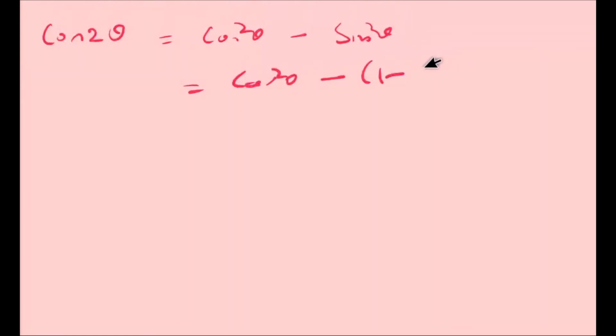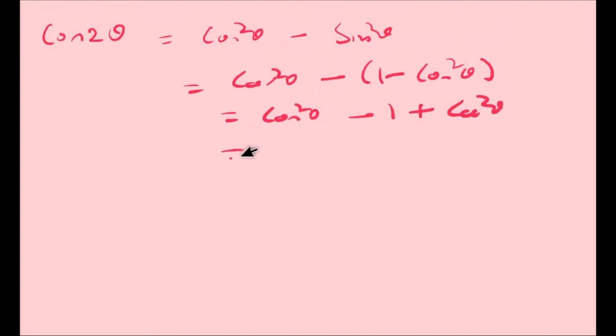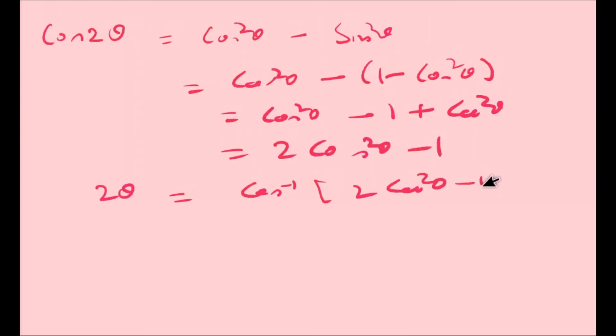Now what is cos 2 theta? You know the formula, that one is cos square theta minus sine square theta. If we write sine square theta as 1 minus cos square theta, then we get cos square theta minus 1 plus cos square theta, that is 2 cos square theta minus 1. Now 2 theta equals cos inverse of (2 cos square theta minus 1).